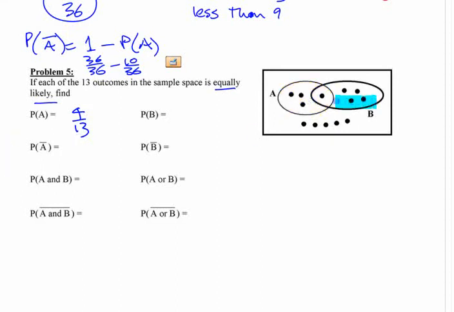Probability of B is all of those, right? 5, 5 out of 13. Again, realize you don't just count these ones because you also have to count those. It doesn't matter if something else is true as well. If you want not A, where's not A on here?